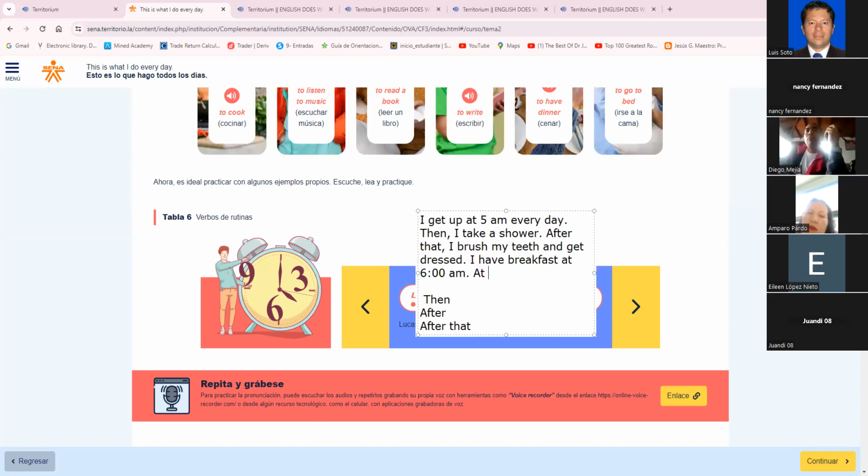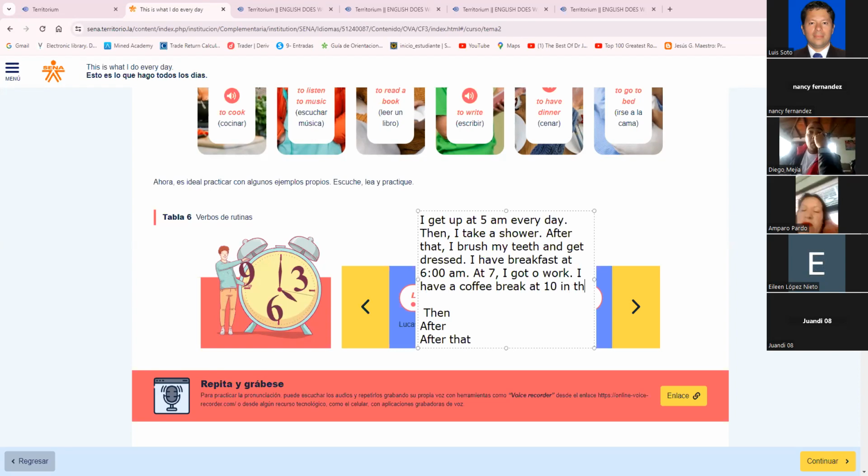At 7, coma, si vamos a colocarlo al principio, at 7, I go to work. I have a coffee break at 10 a.m. or 10 in the morning. Vamos a colocarlo así, para que no digamos solo a.m. and p.m., sino que digamos in the morning, in the afternoon, in the evening, at night. Estas son expresiones de tiempo, ¿ok? Vamos a colocarles acá. In the morning.